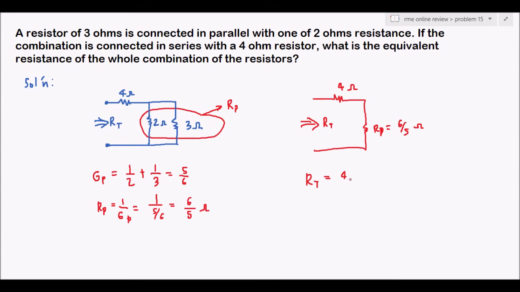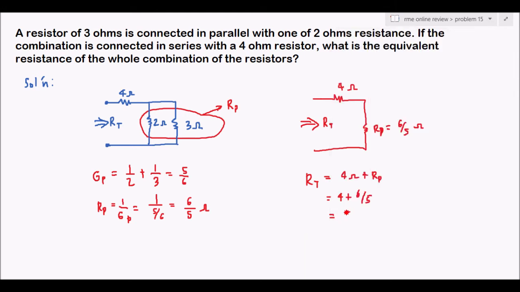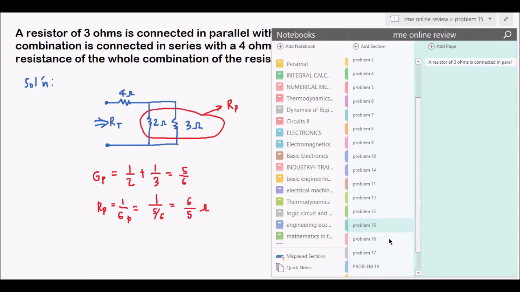so that is equal to 4 ohms plus our RP. So we have 4 plus 6/5. Okay, and that is equal to 5.2. So this is 5.2 ohms, and this is now our answer. Okay? So let's go to problem number 16.